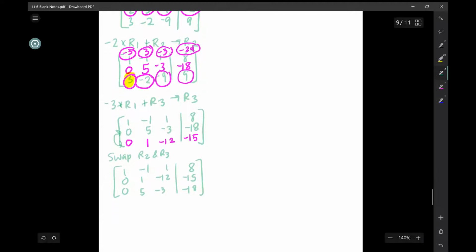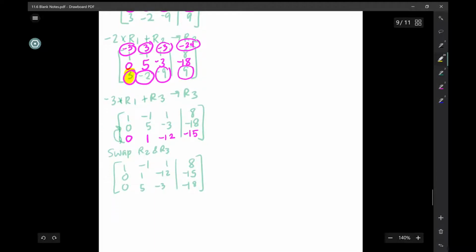All right, now what do I need to get rid of? I need to get rid of this 5 right here. To do that, I'm going to take minus 5 times row 2, add it to row 3, and replace row 3 with that. So that's going to be 0 times negative 5 is 0. 1 times negative 5 is negative 5. Negative 5 times negative 12 is positive 60. Negative 5 times negative 15 is positive 75.